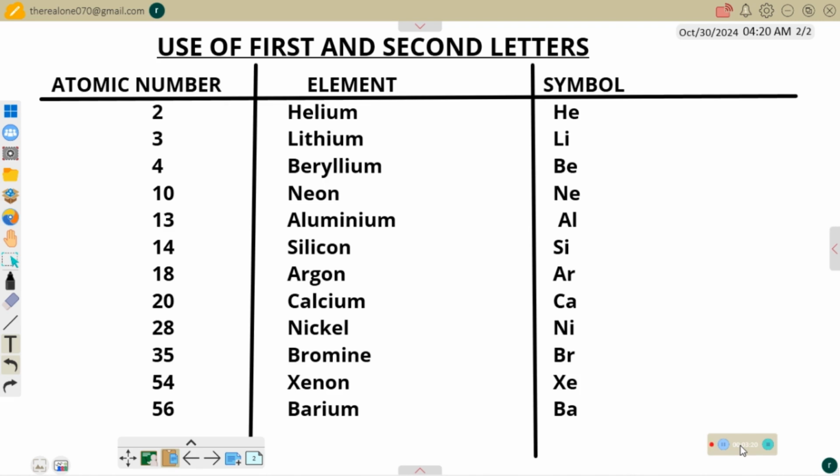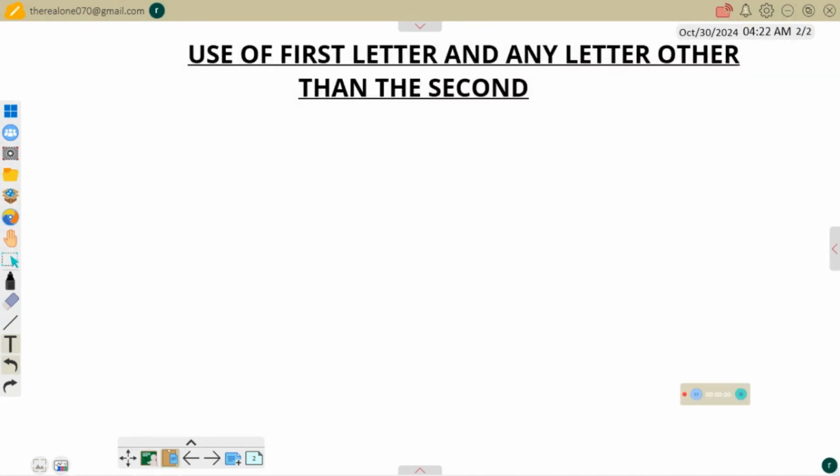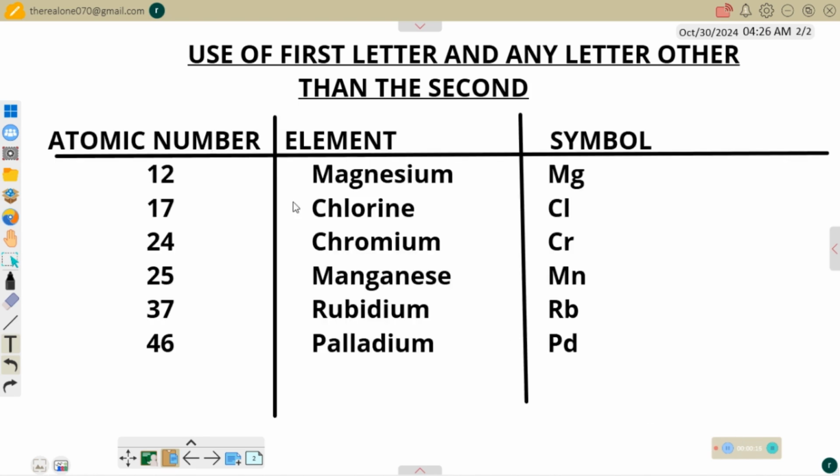So let's move on to the third way of representing elements. That's the use of the first letter and any letter other than the second. Here are some of the common elements that we can represent using their first letter and any other letter other than the second. Now we have the element with the atomic number 12, which is magnesium. Magnesium is Mg. You can see that we use the first letter and G, which is among the letters. Then we have chlorine, Cl. We have chromium, Cr. We have manganese, Mn, rubidium, Rb, palladium, Pd.